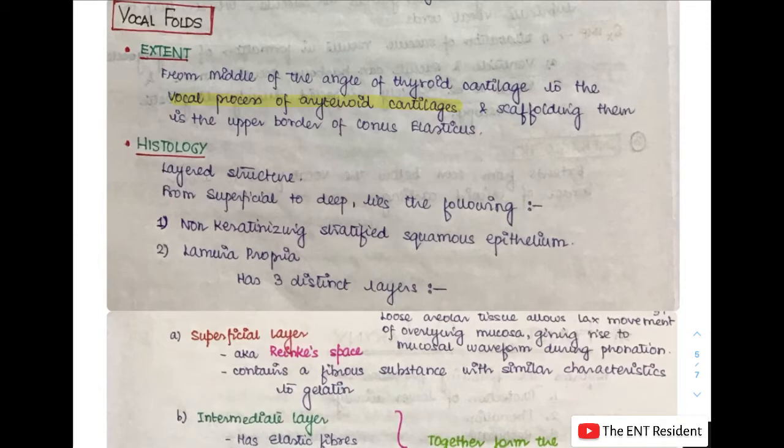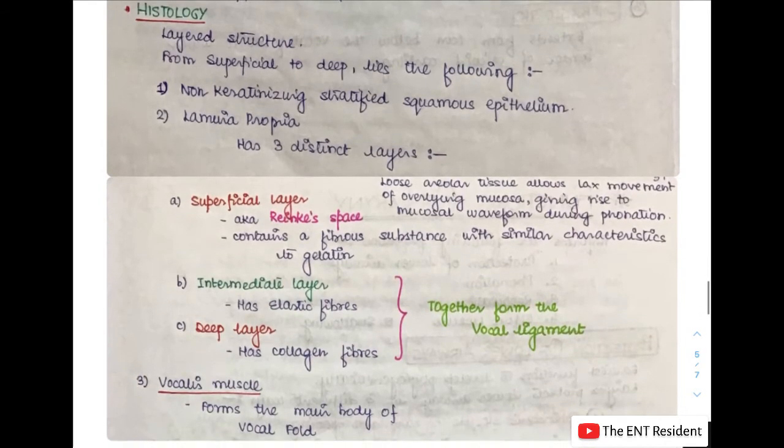When we discuss the histology of vocal folds, we'll see that it is a very layered structure. So, when we come from superficial to deep, there are a total of 3 layers. The first layer is the non-keratinizing stratified squamous epithelium layer. And just underneath this layer, the second layer is the lamina propria. Now, this lamina propria in itself can be divided into 3 distinct layers.